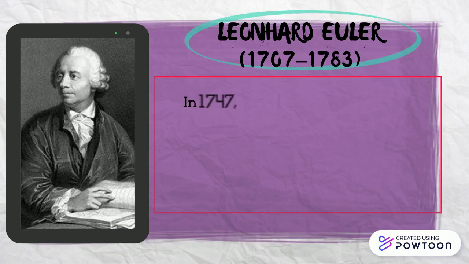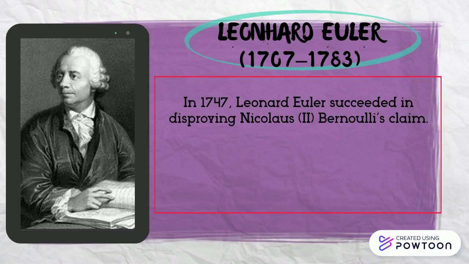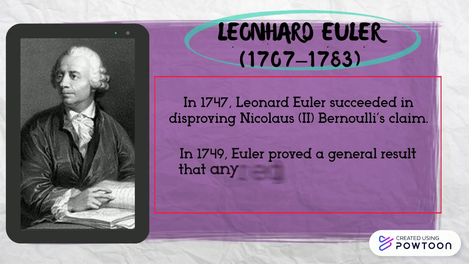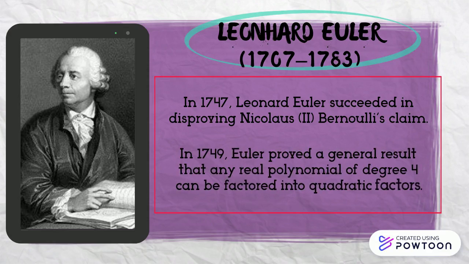In 1747, Leonhard Euler succeeded in disproving Nicholas II Bernoulli's claim. In 1749, Euler proved a general result that any real polynomial of degree 4 can be factored into quadratic factors.